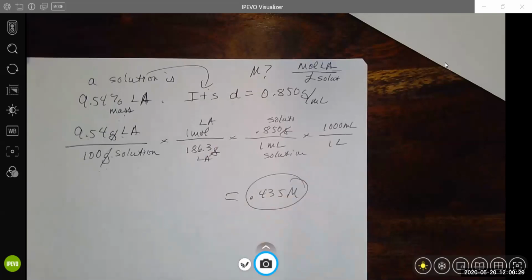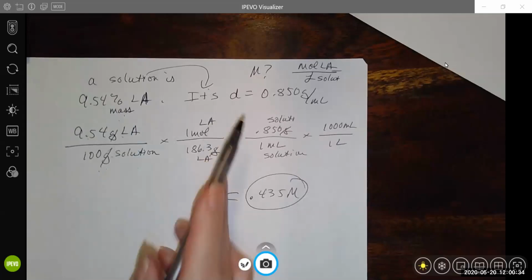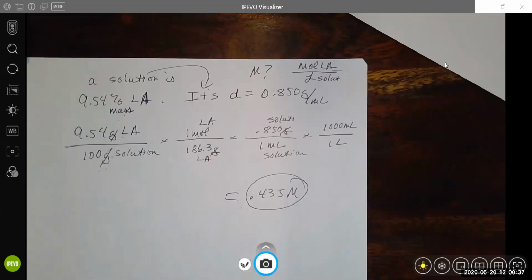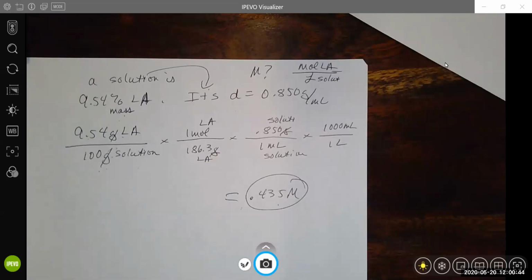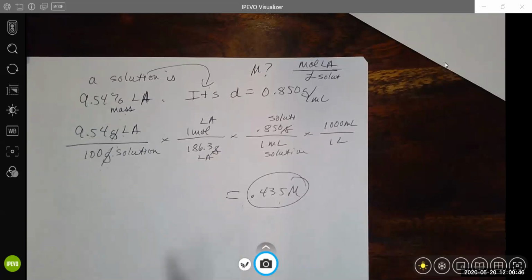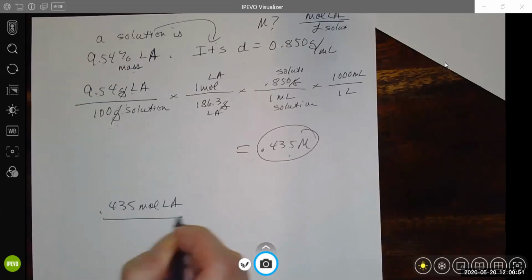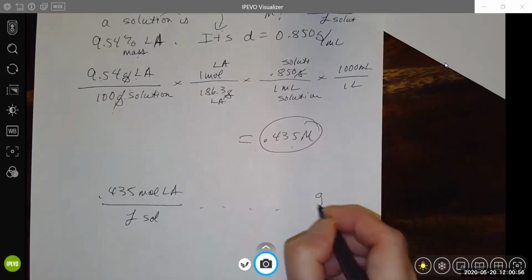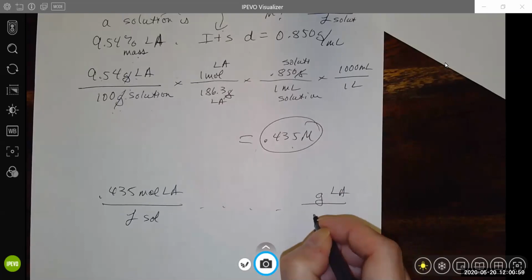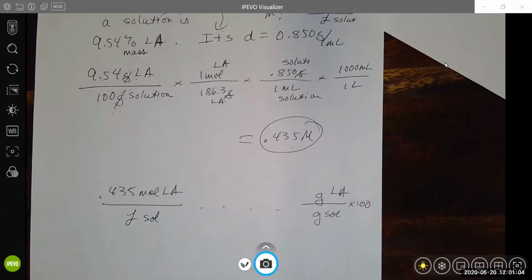Okay, so that's how you would do it if you were given the percent and the density and you had to find the molarity. You can also go in reverse. You can be given the molarity and you have to work backwards and get the percent. Okay, so that's another thing you could do. Same thing, but everything's in reverse. You would start with 0.435 moles of lauryl alcohol per liter of solution. And then you would just do the unit conversion until you had grams of lauryl alcohol per grams of solution. And then you'd multiply by 100 to put it in percent. So you could do it that way too.